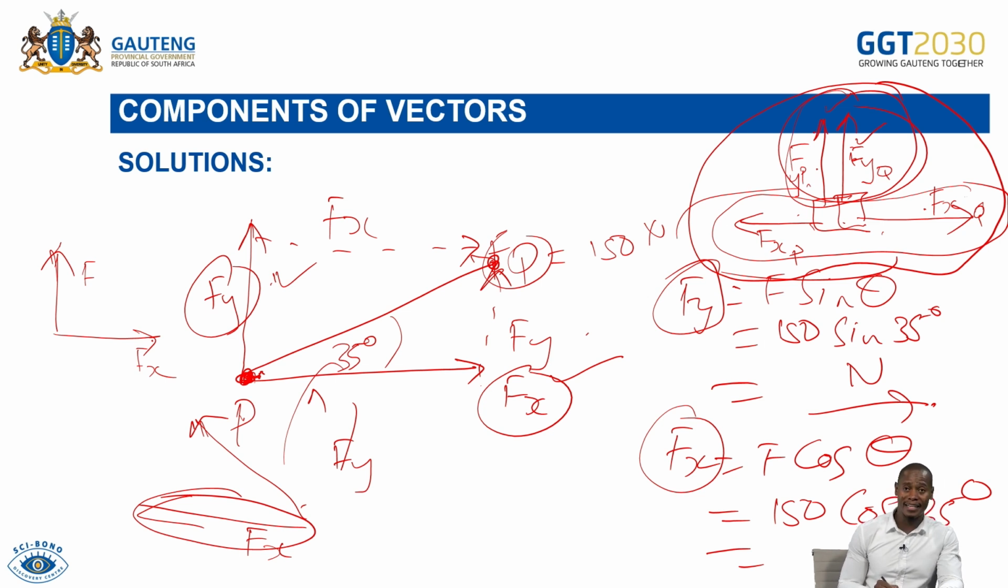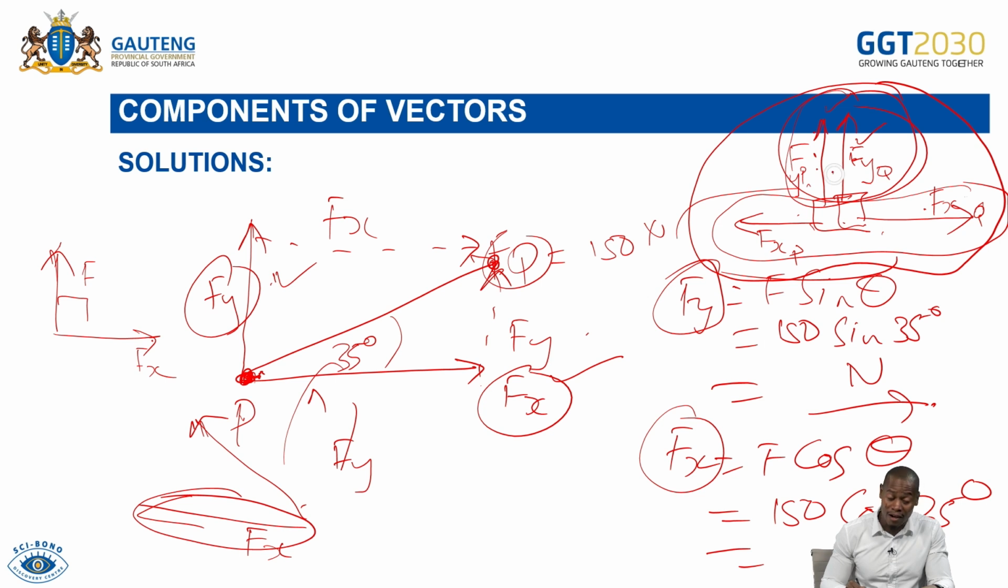And how do you find the resultant? You use the Pythagoras theorem. So it's the same thing as what we did there. But now, what is important is to start by resolving each force into its components. Because now forces are applied at an angle.